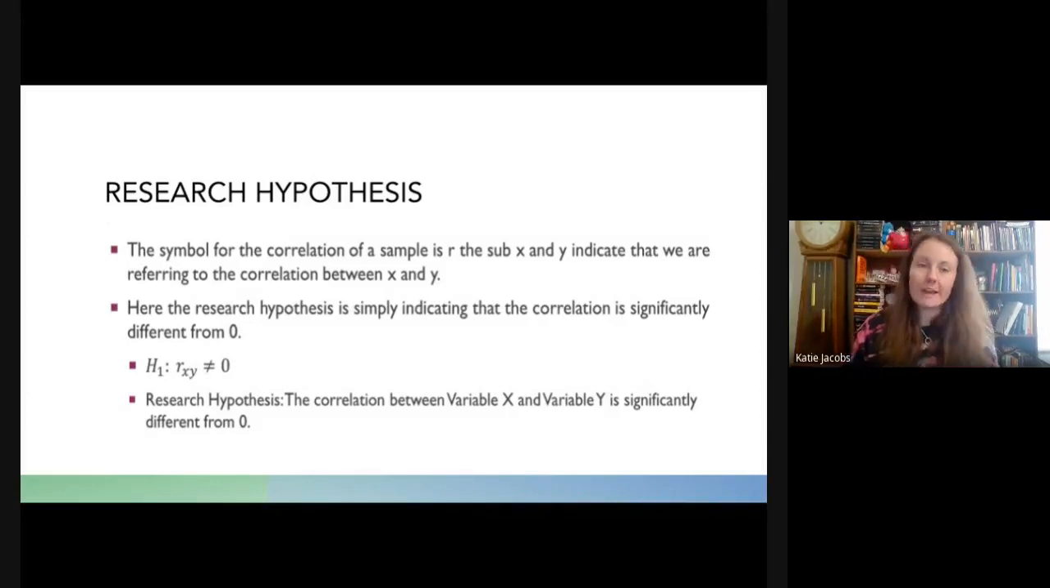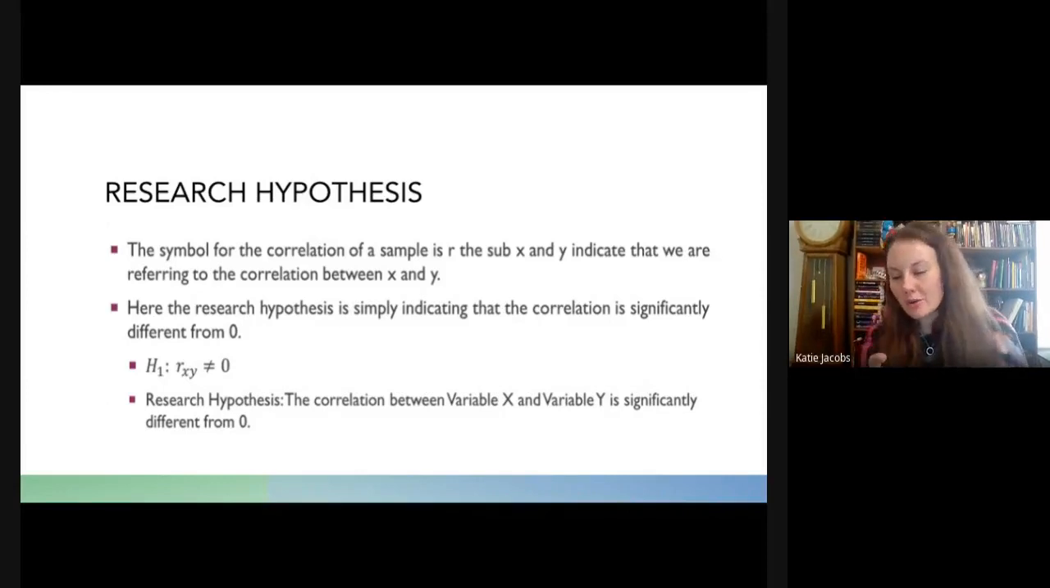Something else that's a little bit different is that when we're doing a correlation between two variables, we'll use a sub x and a sub y to indicate that we're looking at the correlation between x and y. So if we're doing a non-directional hypothesis, if we're just seeing if there's a significant correlation, we would be conducting a two-tailed test, and we'd have H sub 1 colon, a lowercase italicized r sub xy does not equal 0. So here we're saying the correlation between variable x and variable y is significantly different from 0.